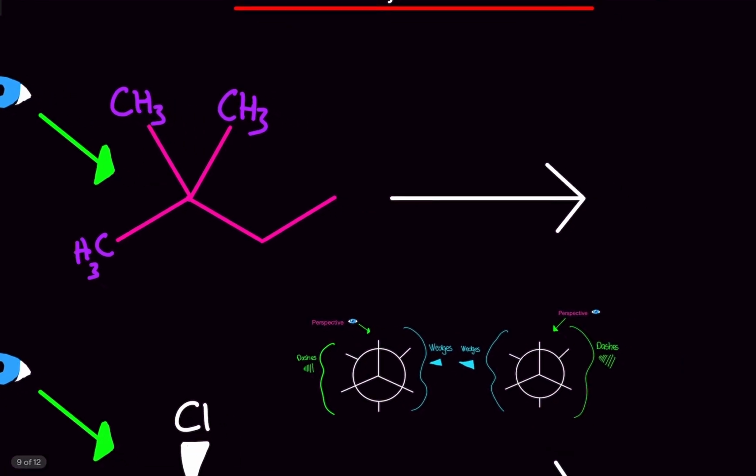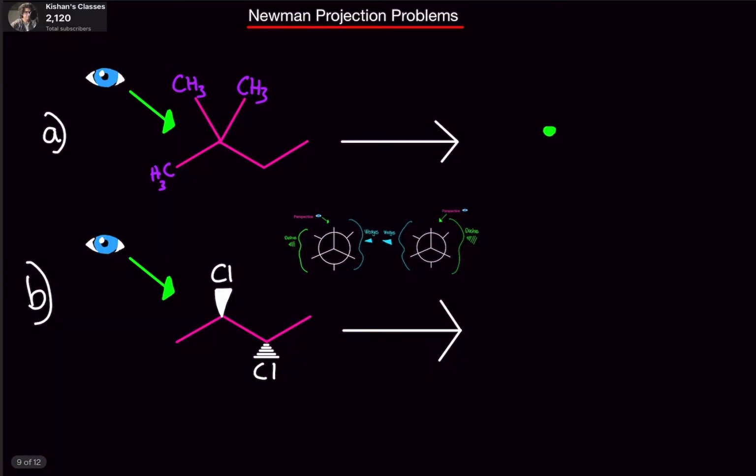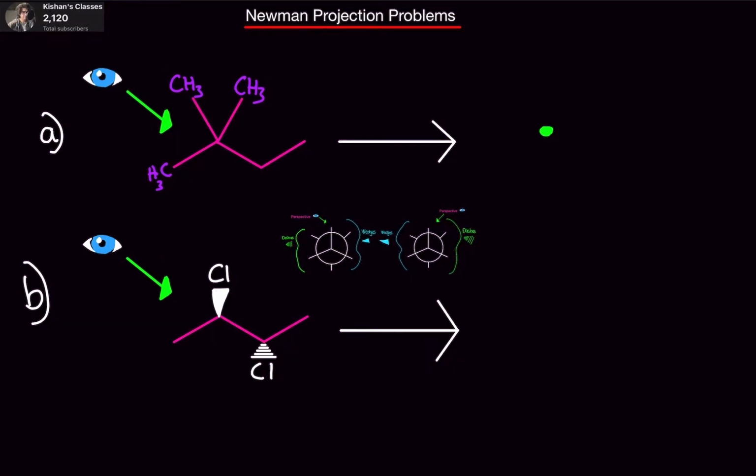Okay? So let's draw that. So how do we draw this? First, we need to draw the front carbon, and how you do this is by simply drawing a dot. This dot signifies the front carbon right here. Now we need to draw the methyl group going down, which is this right here. So let's do that.